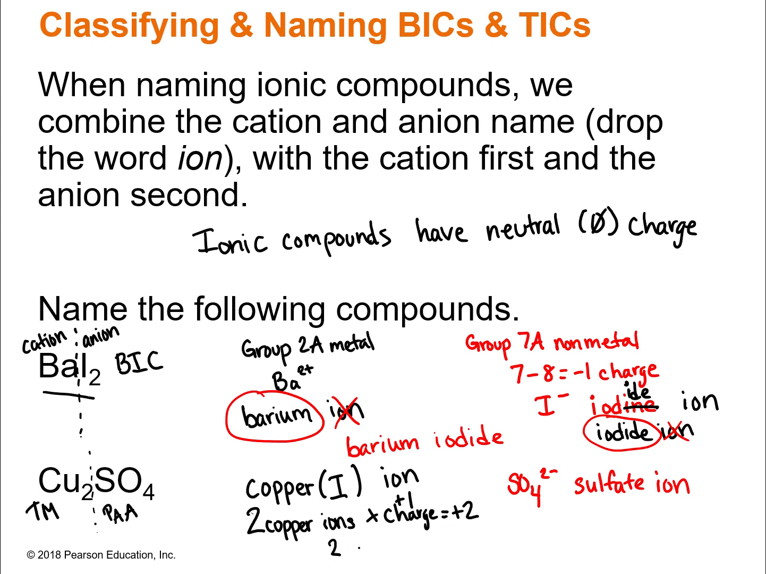If I've got 2 ions and they each have a positive 1 charge, then that means I've got a total positive charge of +2. The sulfate has a charge of -2. If I add those two together, I get 0. We'll work more with doing this when we're writing the formulas, but I wanted to introduce it here. To finish naming our compound, we take the copper 1 and the sulfate and put it together.